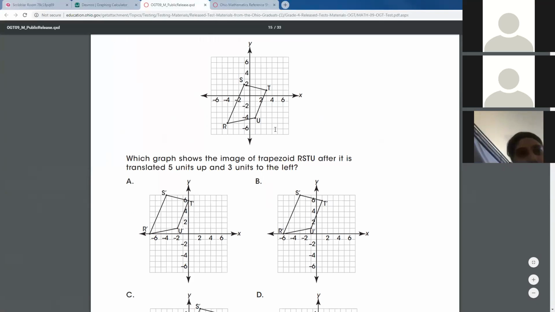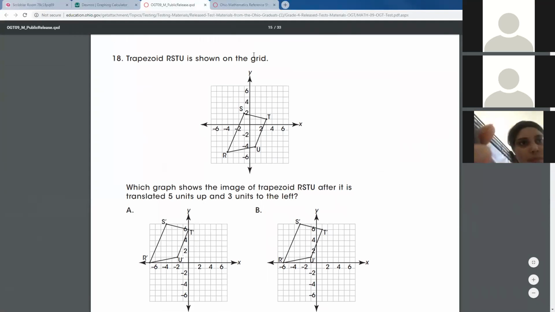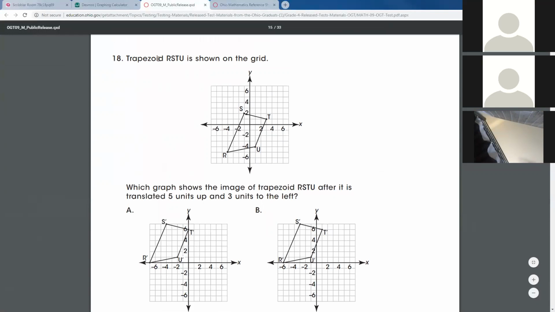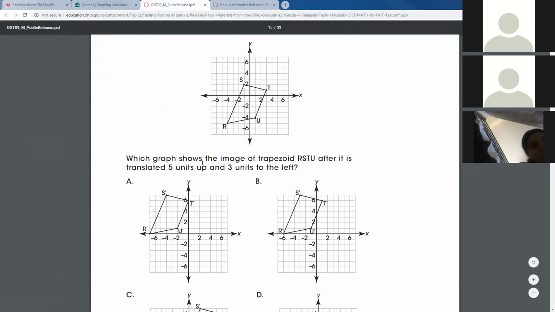So this one is a shape, but it's on a coordinate plane, on that grid system where we can graph pictures of shapes. It shows a trapezoid on this grid. And when it names it, it's just the corners. RSTU is just the corners of that shape. And then it says, which graph shows the image of trapezoid RSTU after it is translated 5 units up and 3 units to the left?